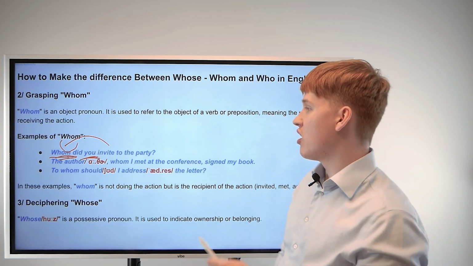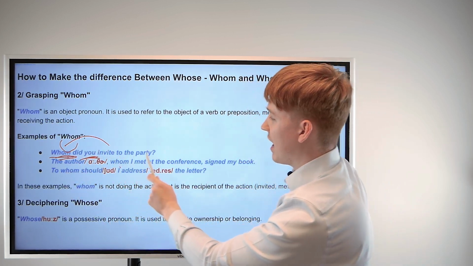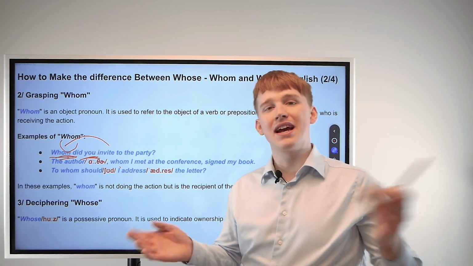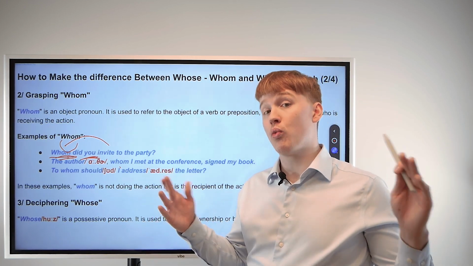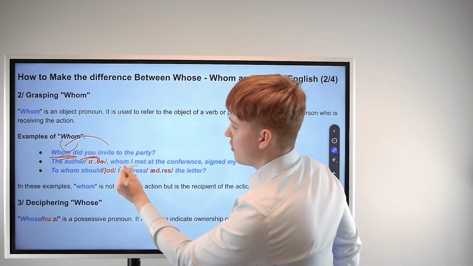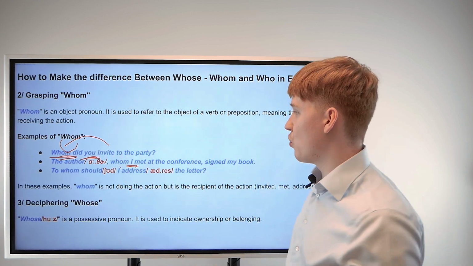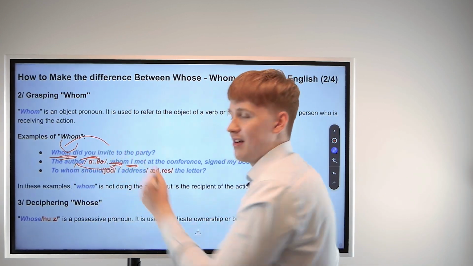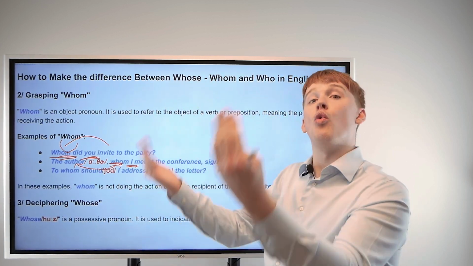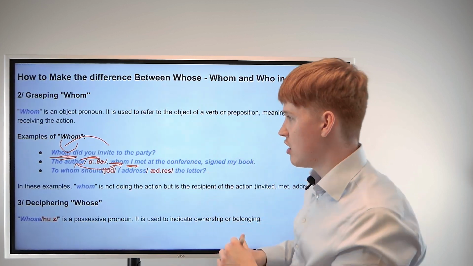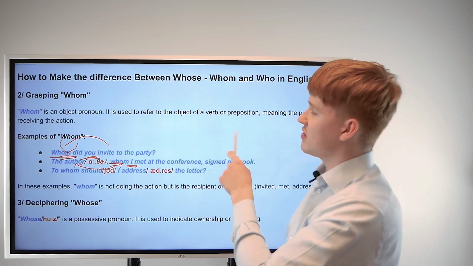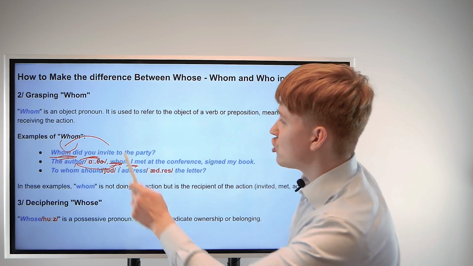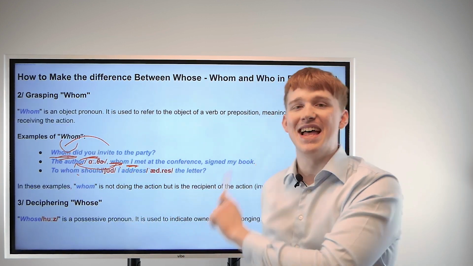Okay, let's look at the next one. The author whom I met at the conference signed my book. In this one, what we are actually talking about here is how this person met the author. So we're saying the author whom I met. So the author was met. That is what happened. She or he was met. It happened to them. So the author whom I met at the conference signed my book. Very good. Let's look at the last one here. To whom should I address the letter?